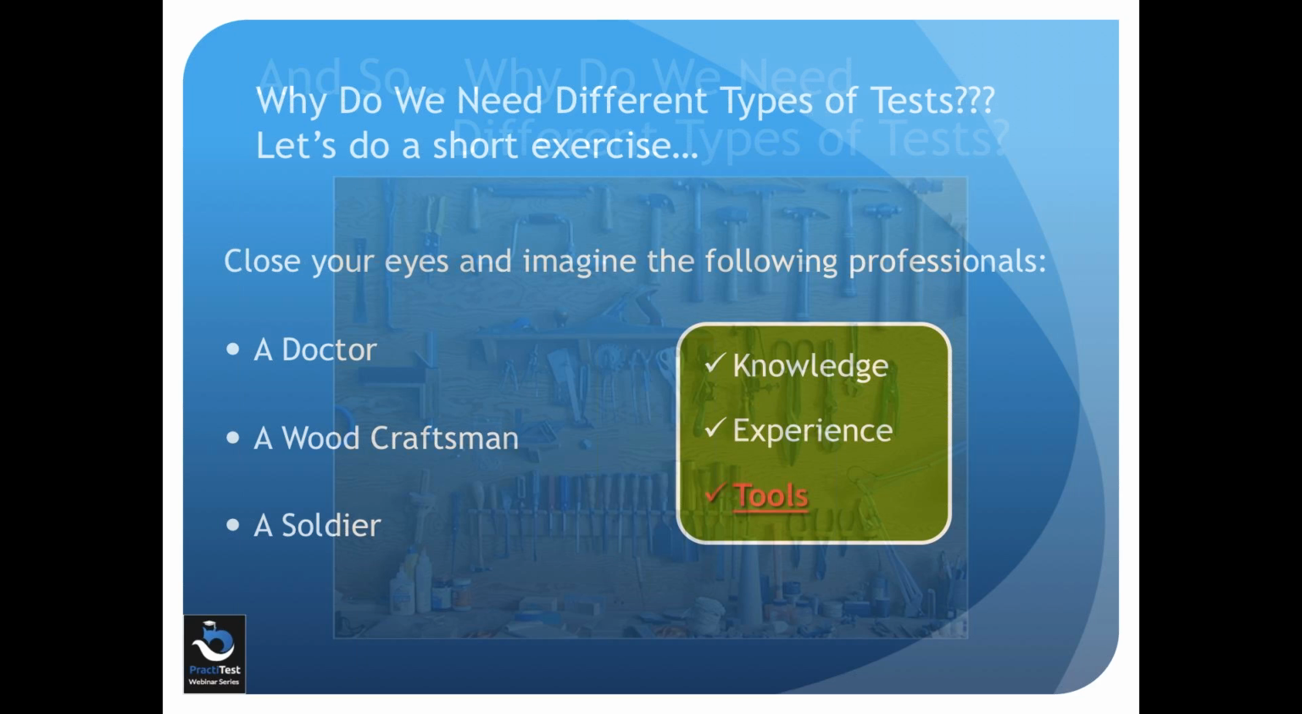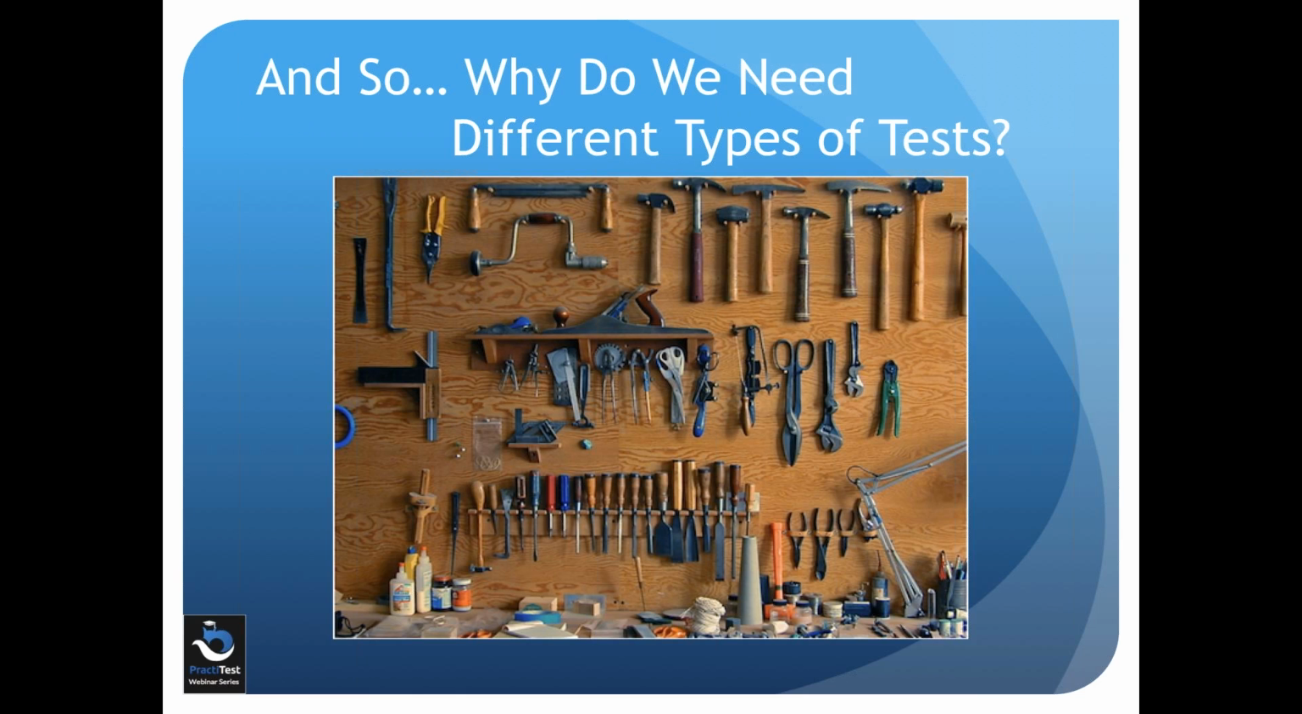And basically, this is what we want to experience. This is also why we need so many different tools when we're doing testing. That's why we need different types of tests. If you look at this image here, it's only to explain. This is how a woods craftsman's garage would look. And notice that he doesn't have one hammer. He has plenty of those. He doesn't have one screwdriver.